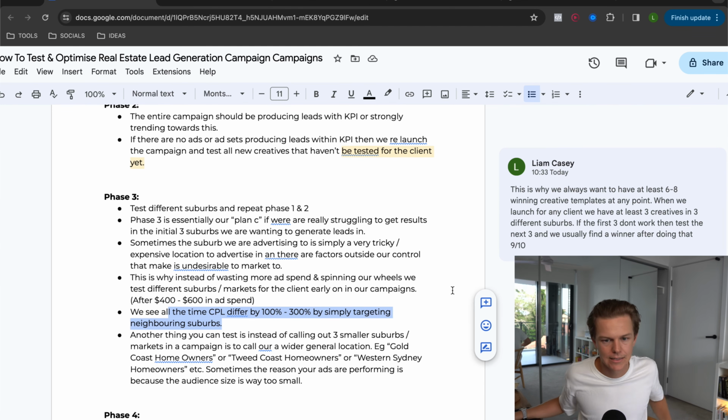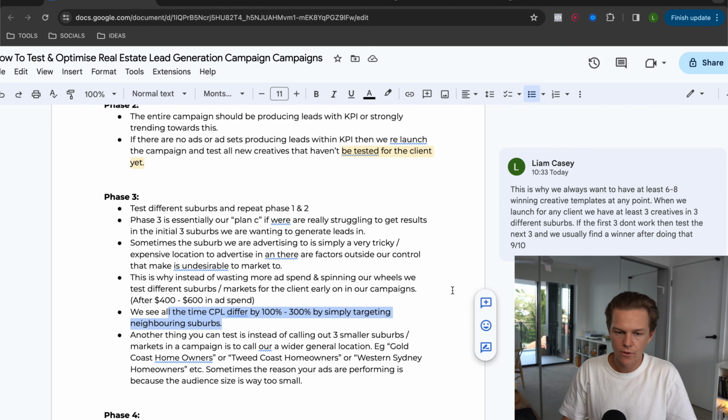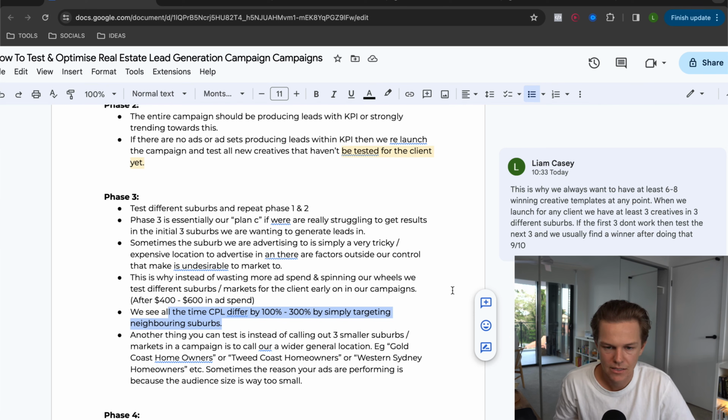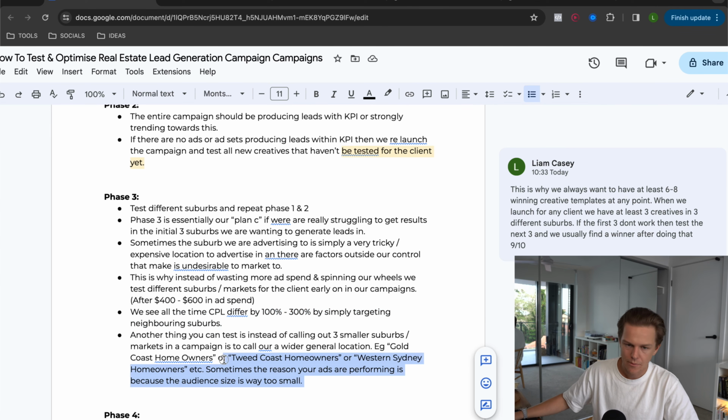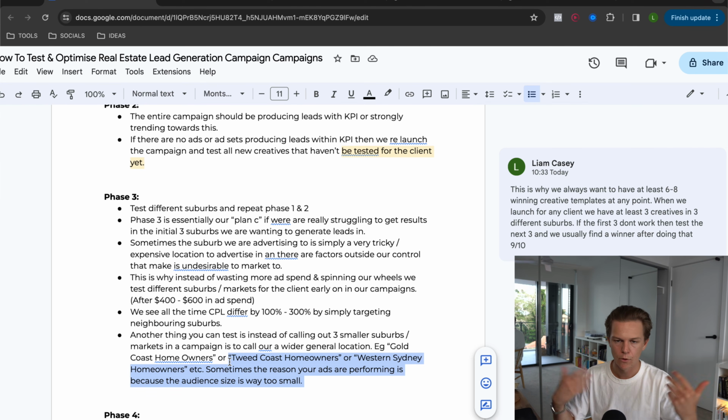Another thing that you can test is, instead of calling out 3 small suburbs or markets in a campaign, to call out a wider general location. So maybe on the Gold Coast here, say I'm based in Palm Beach right now. Let's say you're a real estate agent in this area. You might call out Palm Beach, Burleigh Heads, Burleigh Waters, Elanora. Those are 3 to 4 very specific suburbs. If those campaigns weren't working, it might be simply because the audience that we're targeting is just way too small. And sometimes Facebook doesn't like that. The larger the audience size that you give Facebook, generally the more data, the more people it's going to have to test in that audience, the easier it's going to be to get the lead cost down.